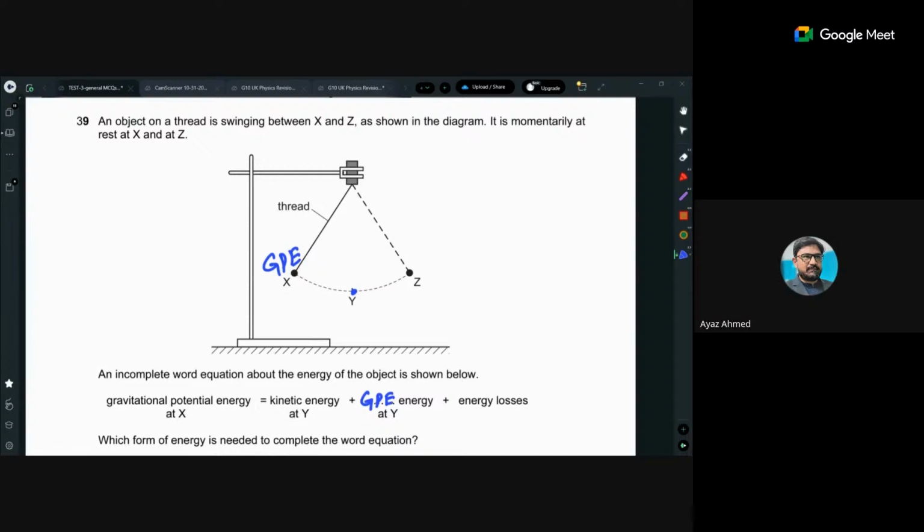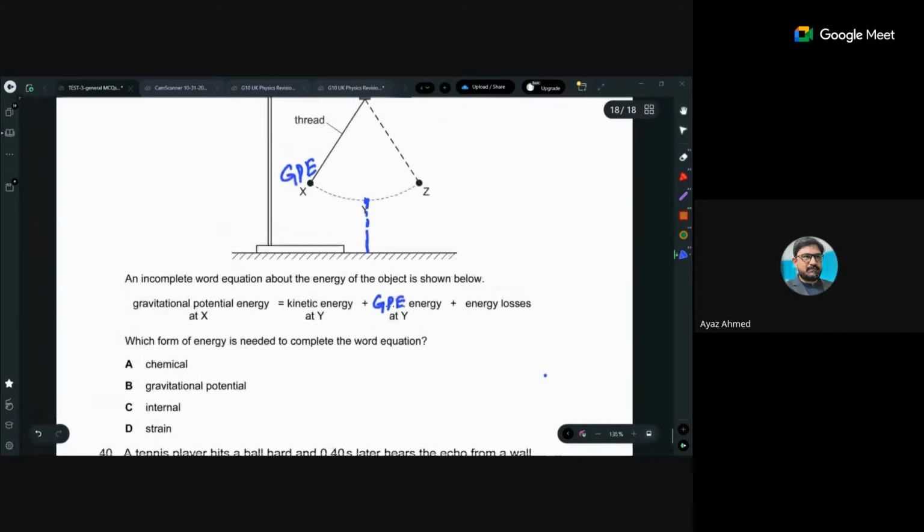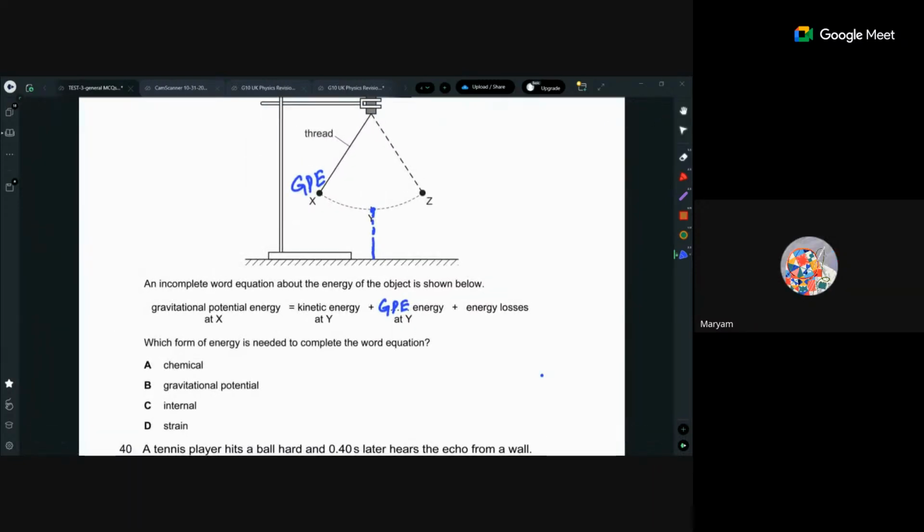GPE at y plus energy loss. Okay, because it has some height now from here. Sir, can you show the options for a second? Sir, I agree it is the gravitational thingy, but can it be strain? If it is written that the thread is stretched, then it can be strain. Otherwise, no. Oh, okay, I got it.